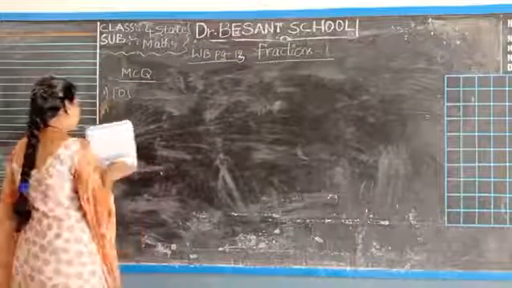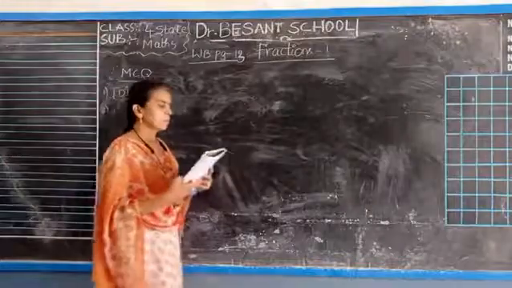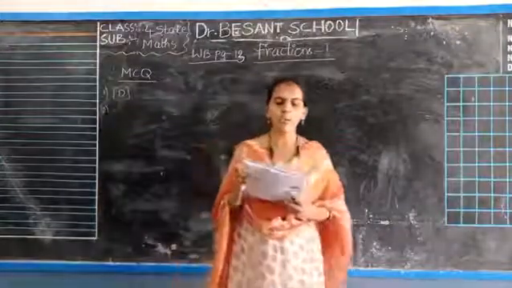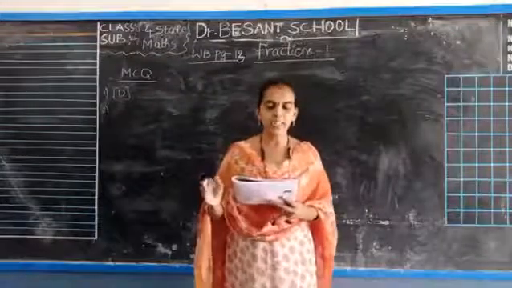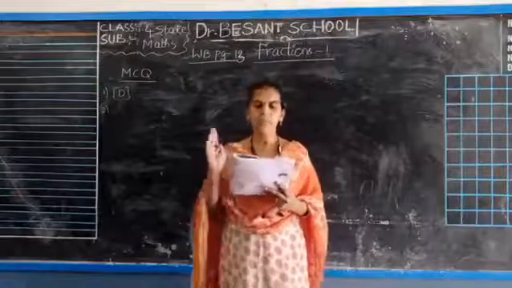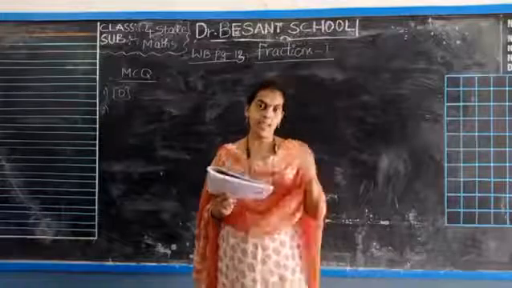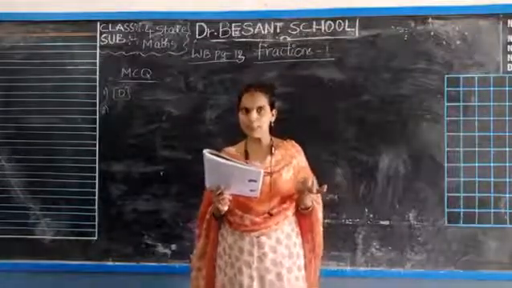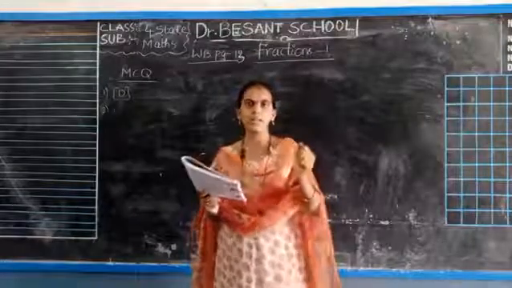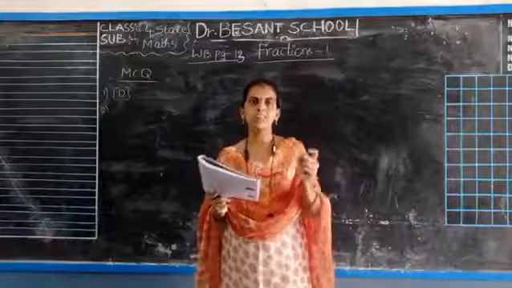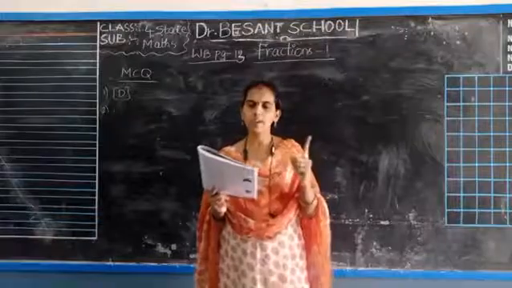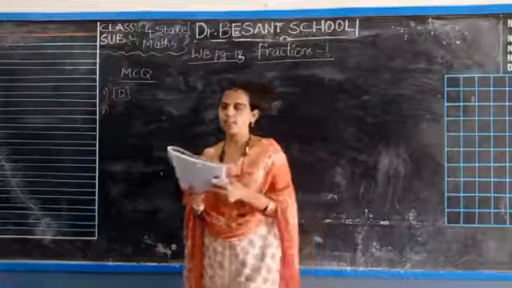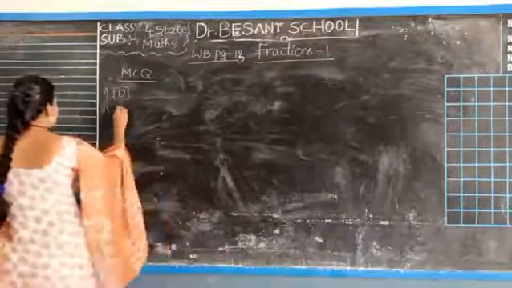Second one, turn the page. The fraction less than 4 by 10. 4 by 10 less than what could be? See the options and tell me. 4 by 10, 1 by 10, 6 by 10 or 5 by 10. All the denominators are the same, so see the numerator and tell me which is less than 4. 1 is there, that is 1 by 10, the fraction lesser than 4 by 10. So it is given in option B, write it.